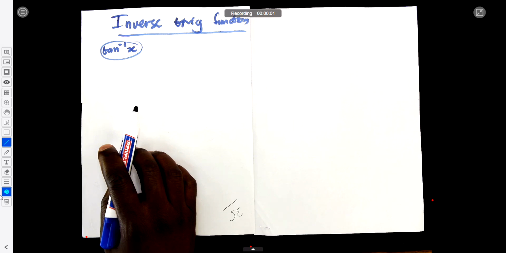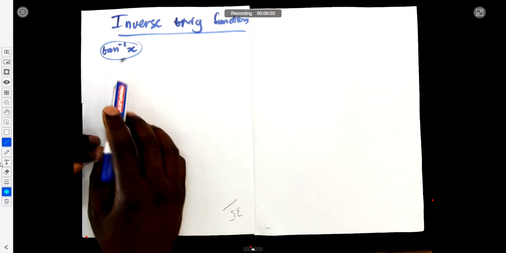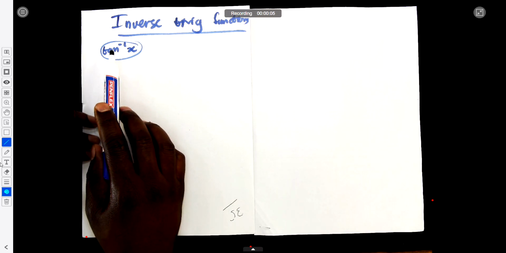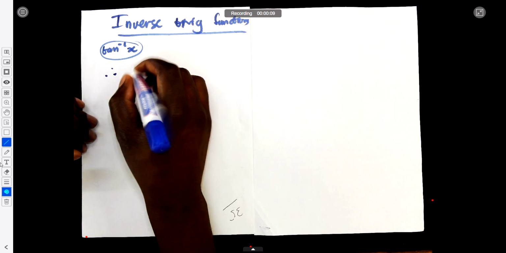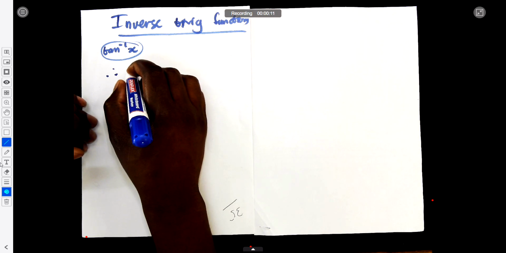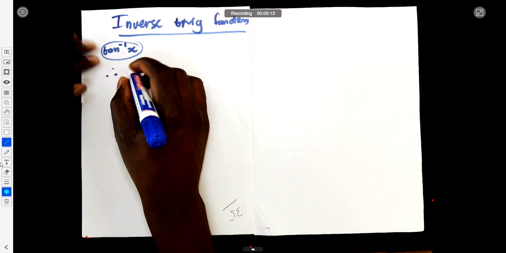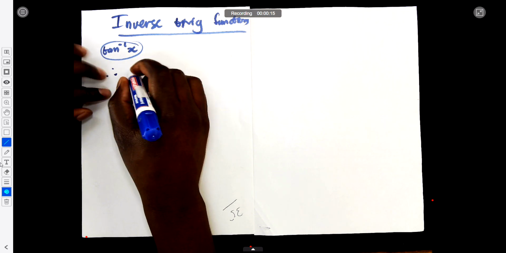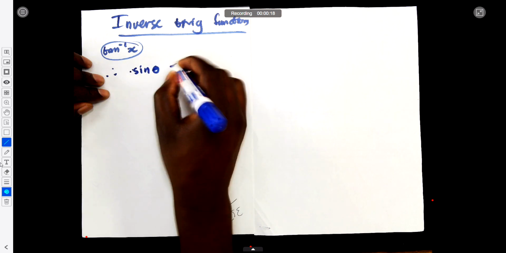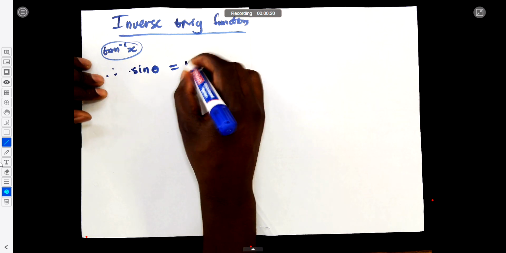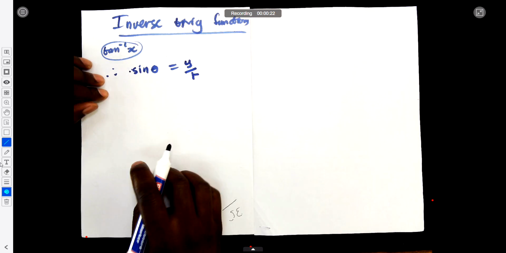So please note that this is not an exponent, it is an inverse trigonometric function. Let's take an example. Let's have a ratio of sine theta, which equals y over r, isn't it?